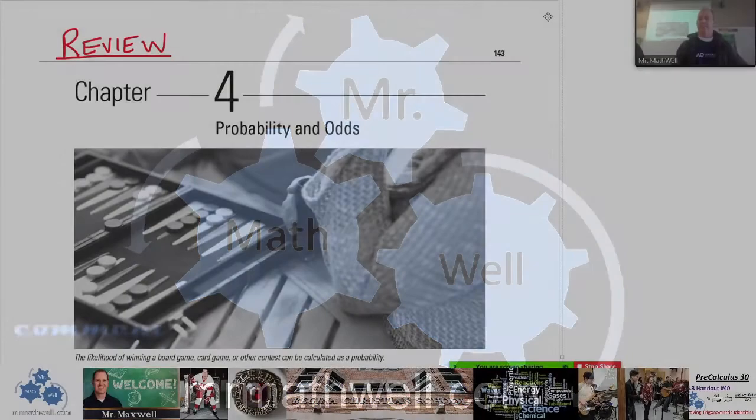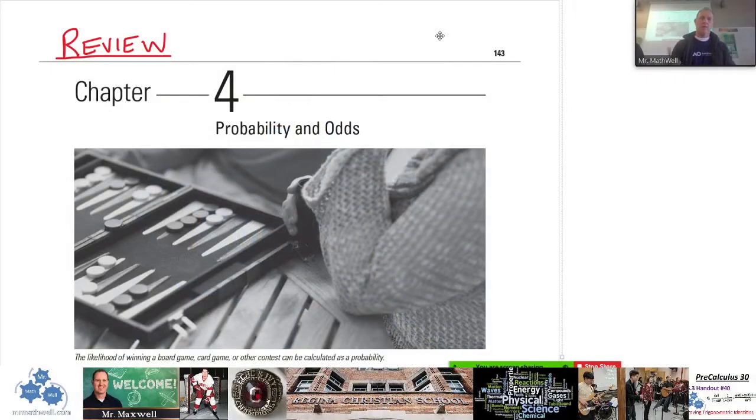Let's continue on with the review then for Workplace and Apprenticeship 30 Math. Chapter 4. So this is a review for Chapter 4. We're talking about probability and odds. Very, very different, although they're very, very similar. When we're talking about probability of something happening, or what are the odds of something happening.